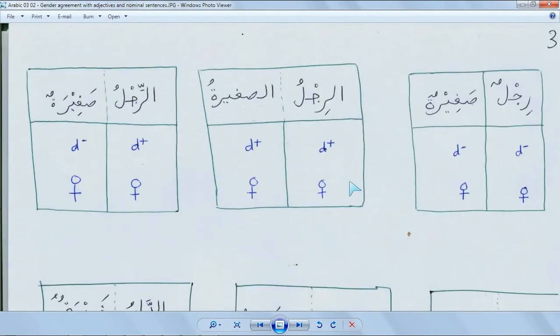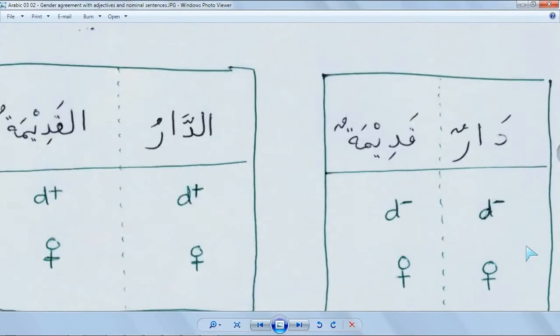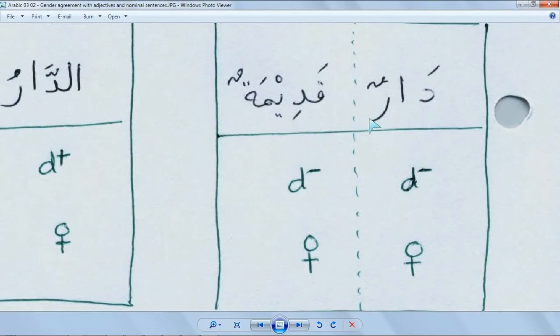A couple more examples. If we said the word dar, the word dar is female by convention. We can't tell it's female just by looking at it. It doesn't have a ta marbuta. It's not a paired human part. It's not a geographical location, etc. But by convention it's female, and therefore the describing word is also going to be female.